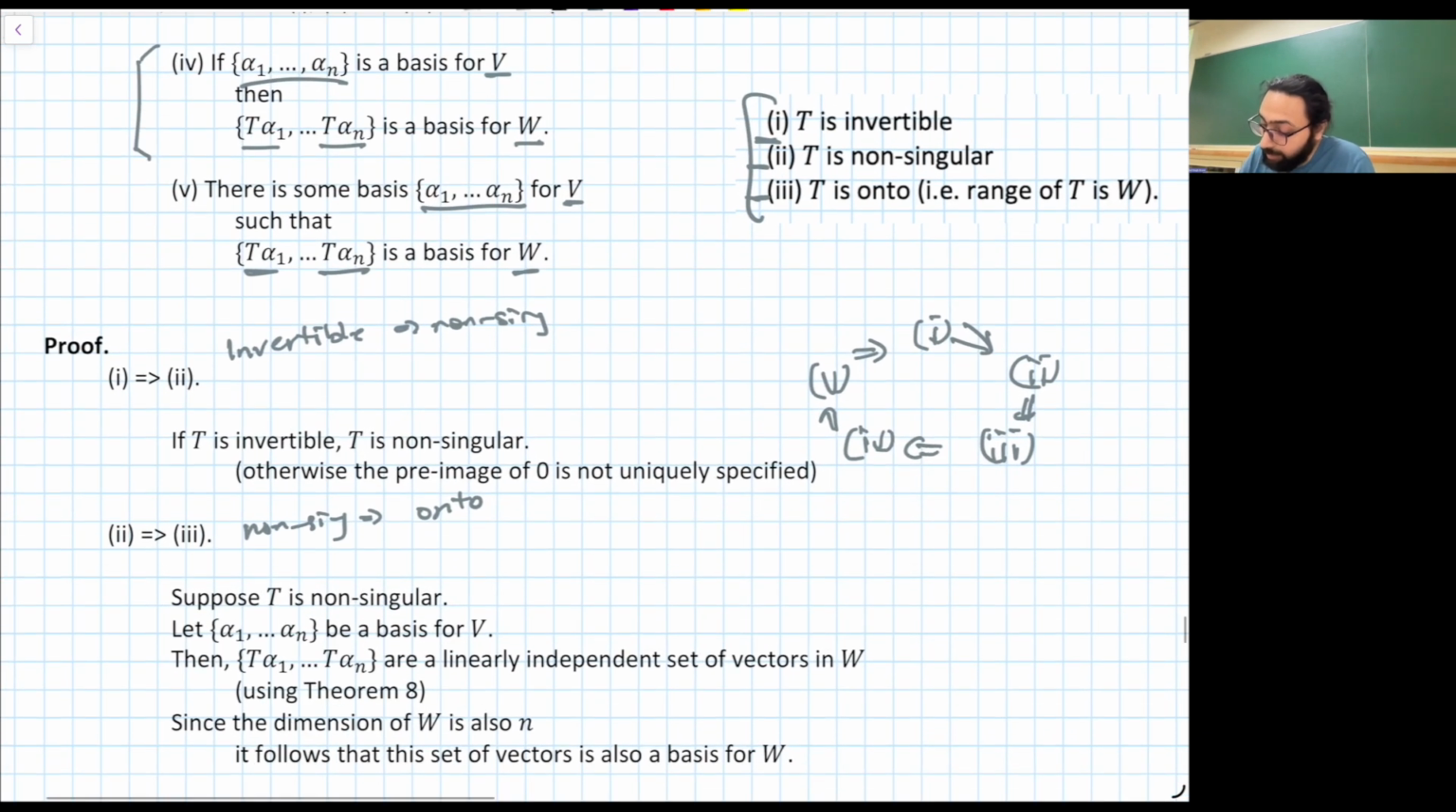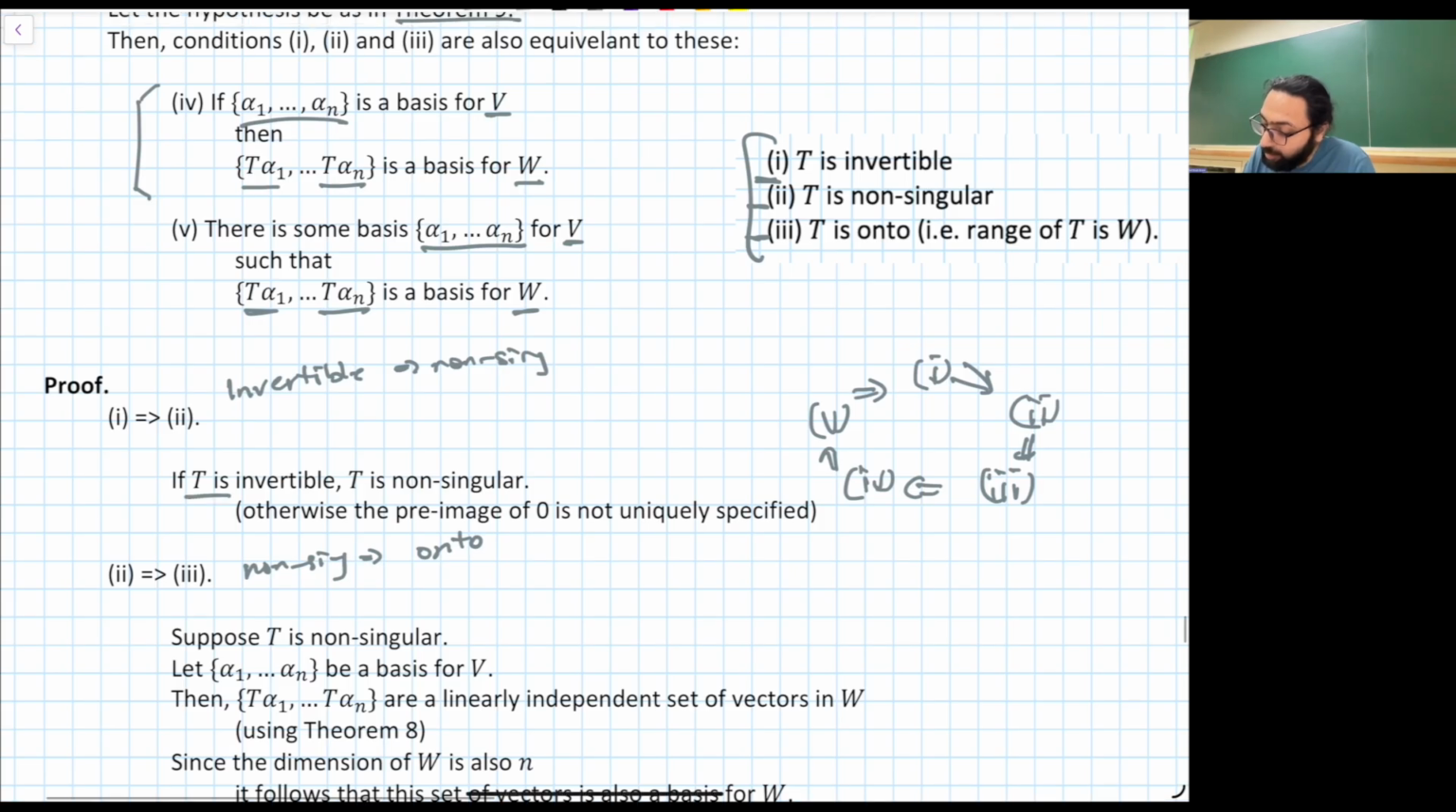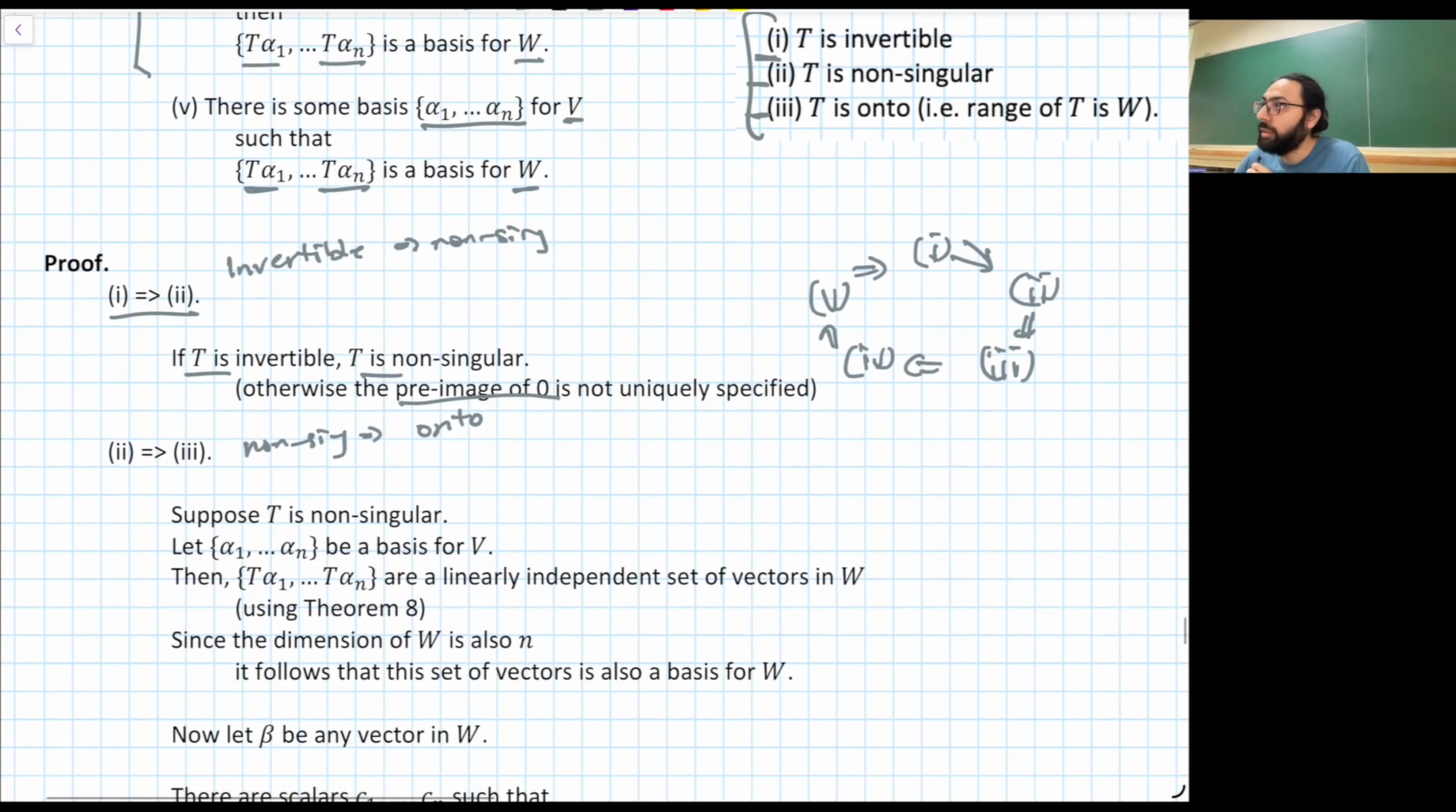Let's start with the first one. The first one says that if T is invertible, it has to be non-singular, right? Otherwise, the preimage of 0 will have multiple preimages, so you cannot possibly invert it. So 1 implies 2 is clear. Is that right? Yeah. Okay.